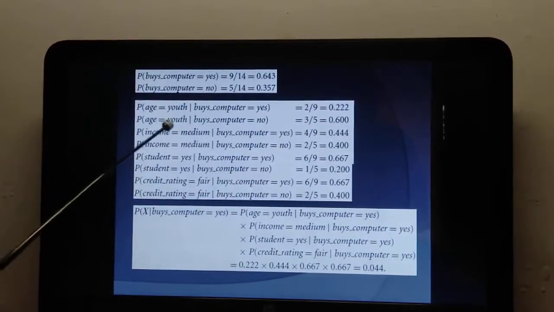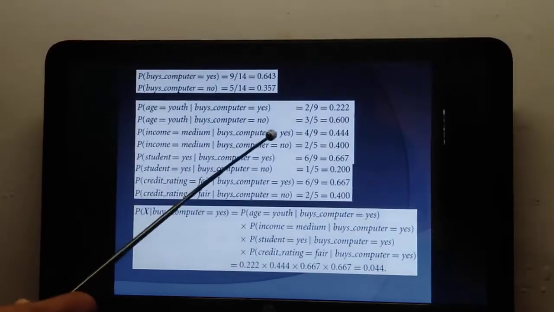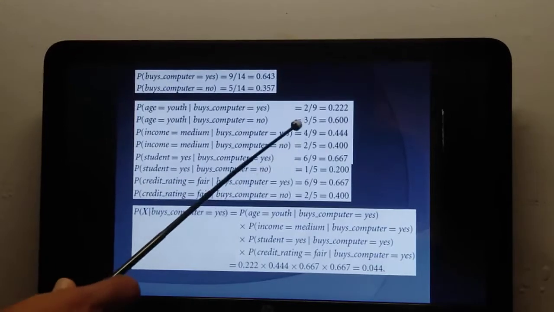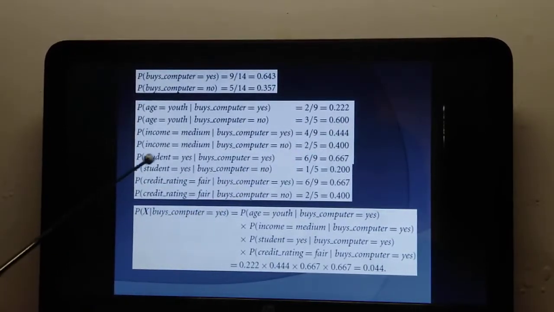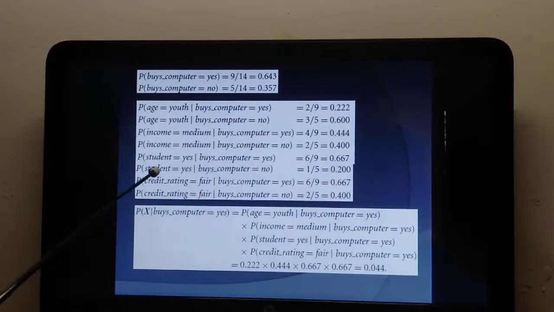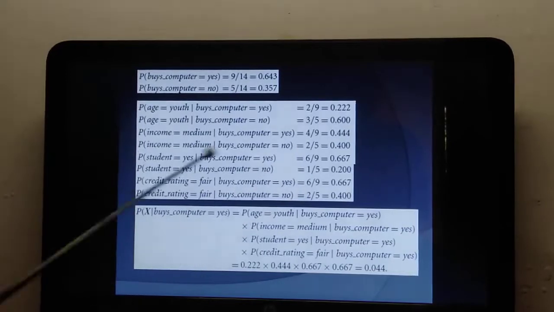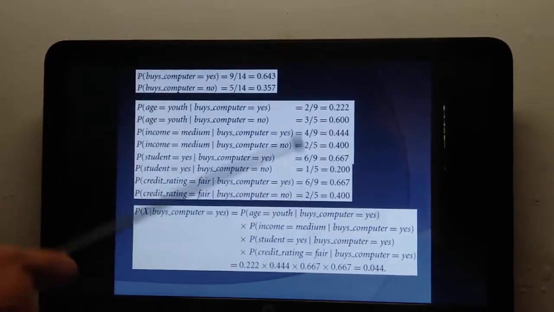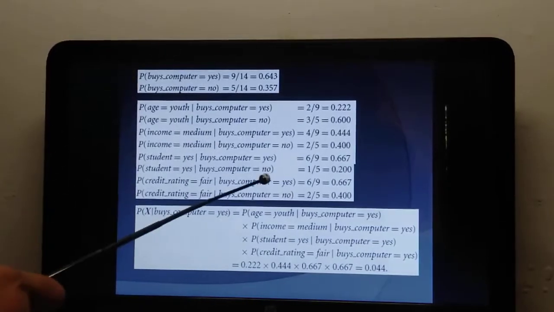Similarly, find for income medium and buys computer yes, income medium and buys computer no. That is 4 out of 9 and 2 out of 5. Student yes, buys computer yes; student yes, buys computer no. Credit rating fair, buys computer yes; credit rating fair, buys computer no. So, now we have all the values which are required.